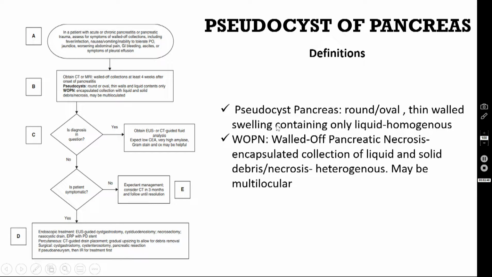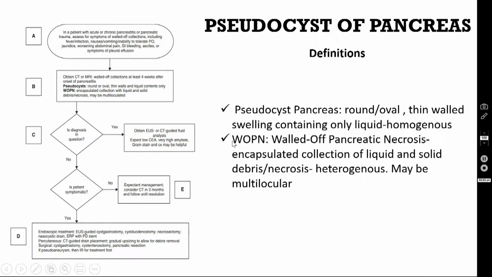What is pseudocyst of the pancreas? This is a round or oval, thin-walled swelling that contains only liquid. There is no solid element here, and it is homogeneous. And usually it is extrapancreatic. There won't be any connection between the cyst and the pancreatic duct, usually.